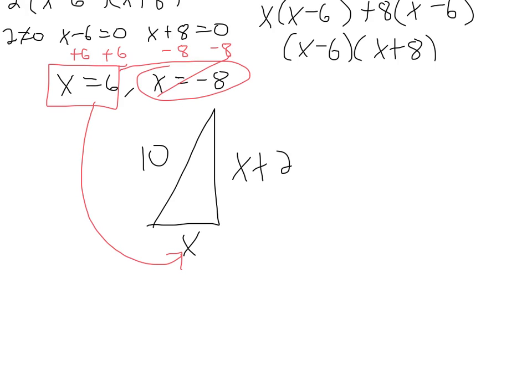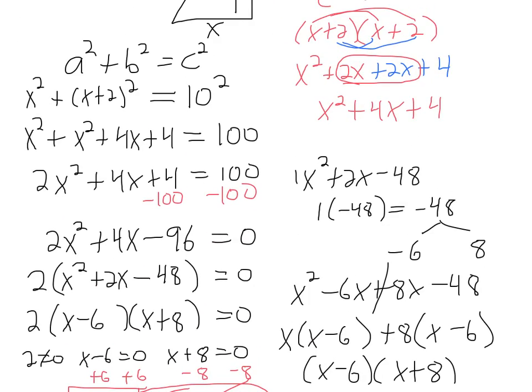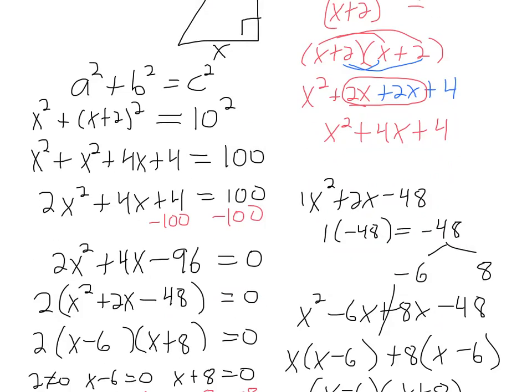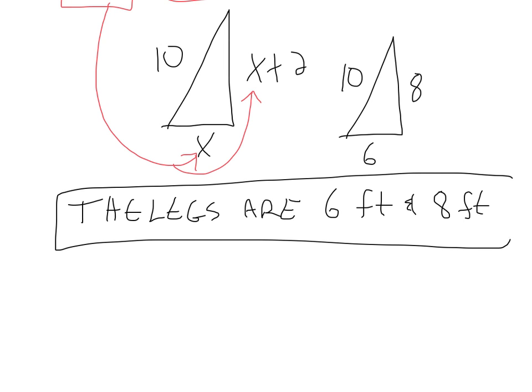We plug that in, and we would get this triangle: 6, plus 2 is 8, 10. So that we can then know that the legs are, is it feet? I want to check for the units. Feet. The units here are feet. So the legs are 6 feet and 8 feet. And this completes this problem.